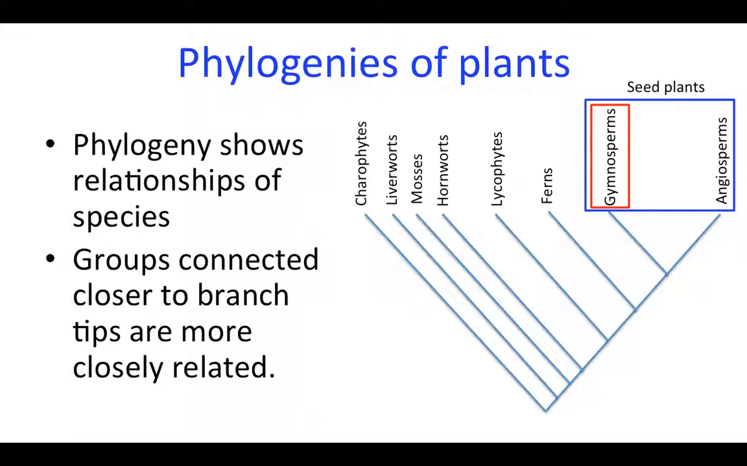And this is similar information, but shown on a phylogeny. Remember, this shows the relationships among the species. And remember that groups that are connected closer to the tip of this diagram, so up towards the top in this case, are more closely related than groups that connect further down. So based on that, we can see that the gymnosperms and angiosperms are closely related. In fact, on this phylogeny, they are one another's closest relatives. These two groups together are the only two groups that make seeds, and so we can call them the seed plants.